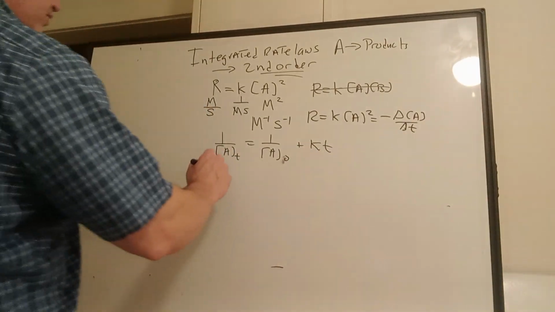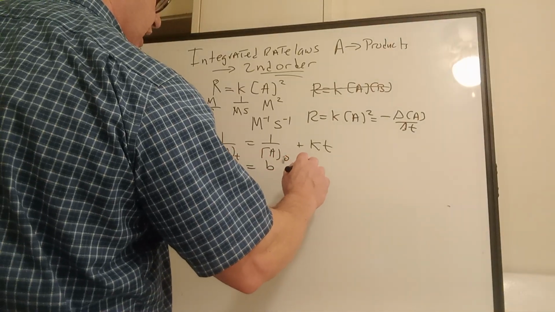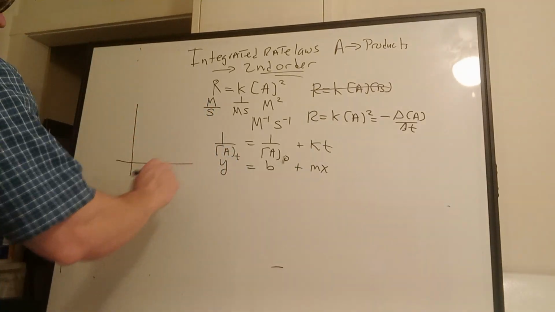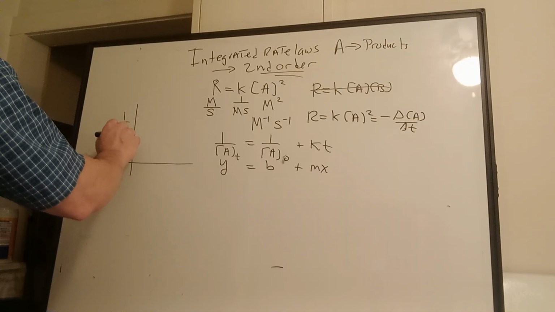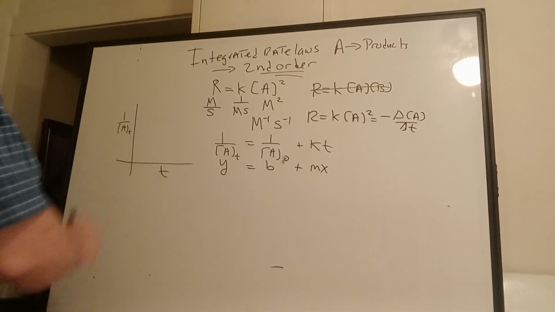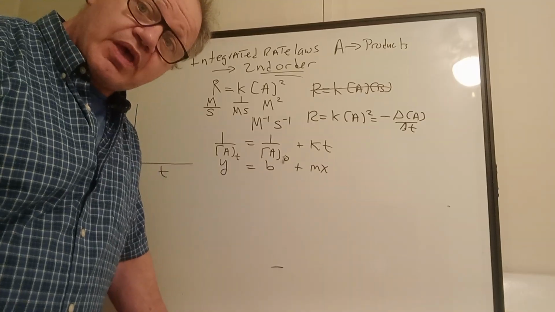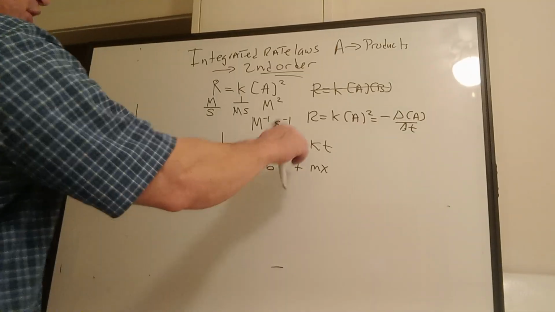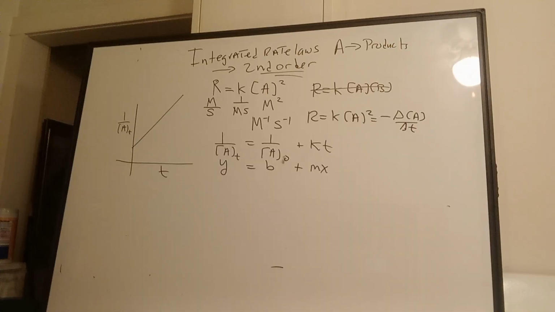You can think of this in the form of y equals mx plus b: here's y, here's b, the intercept, and here's mx. So the way you would plot this linearly is 1 over A of t against time. It could be seconds, minutes, hours, what have you. Now, the last two equations that we looked at, the 0th order and the first order, both went down. This one, the slope's going to go up. So it's a little different looking. It's a straight line, a linear form.